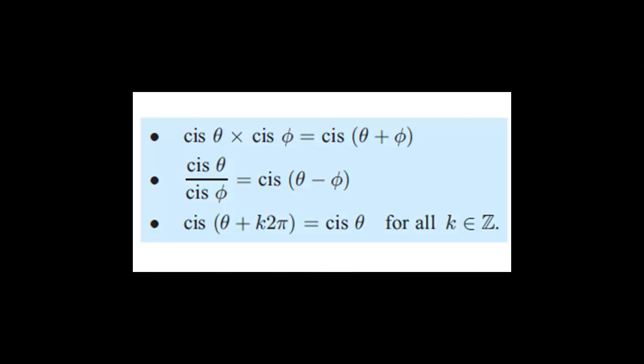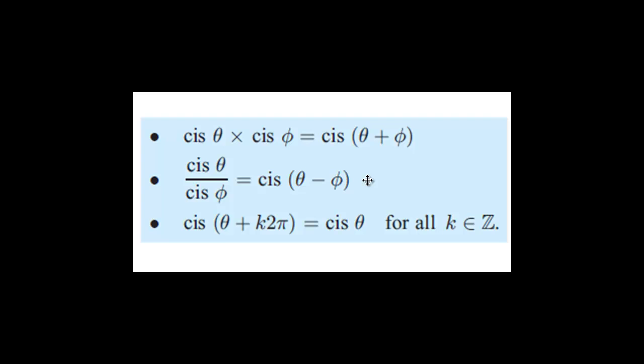Now, there are actually three different rules for the cis, or for polar form of complex numbers. And we just did the first one, which is if you multiply two complex numbers together in polar form, all you do is you get the same complex number, except it's the addition of the angles. Similarly, if you divide, it becomes subtraction. Does that remind you of anything?